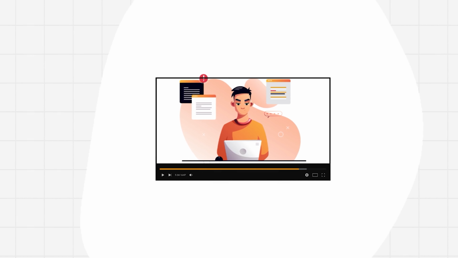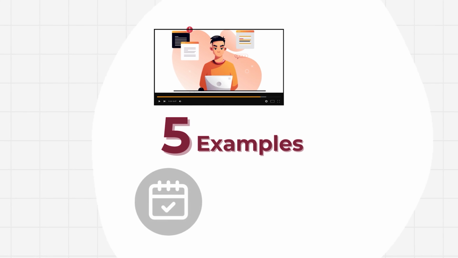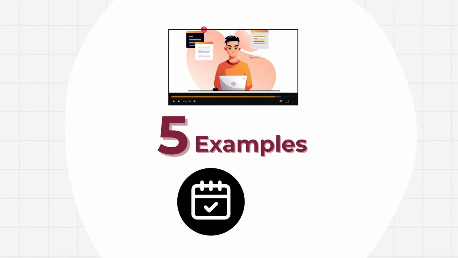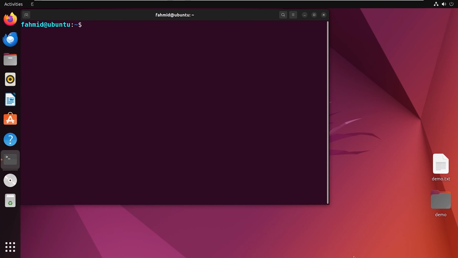In this video, I will show you 5 different examples on how to format date using bash script. So let's see how it works. In example 1, I will show you how to format date in year, month, and day format. So let's see it in details.